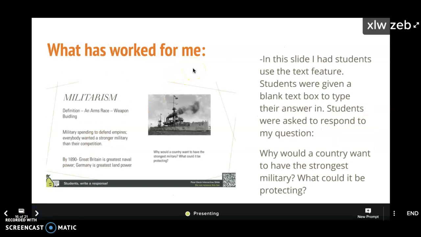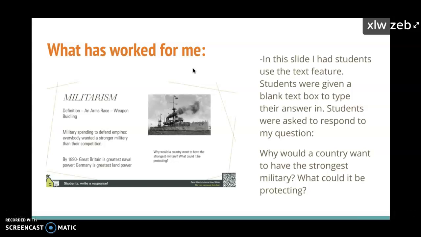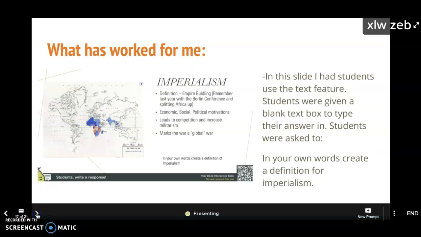So what has worked for me? In this slide, I had students use the text feature. As I talked about militarism in World War I, I had students answer this question: why would a country want to have a strong military, and what could it be protecting? Students were able to brainstorm ideas of why having a strong military would be beneficial.